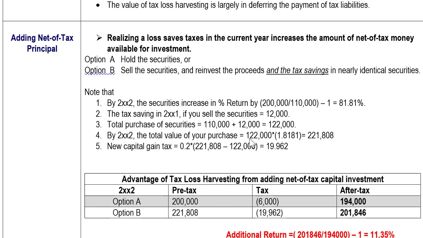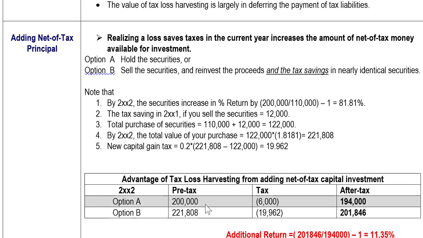So the $122,000 is going to grow by 81.81%, which will give you $221,808. Now you look at the return from that: $221,808 from the $122,000 investment. That is a huge return, and of course you've got to pay tax. Capital gain, you're going to pay capital gain tax of $19,962. But even though you pay this tax, your after-tax outcome is actually better off.